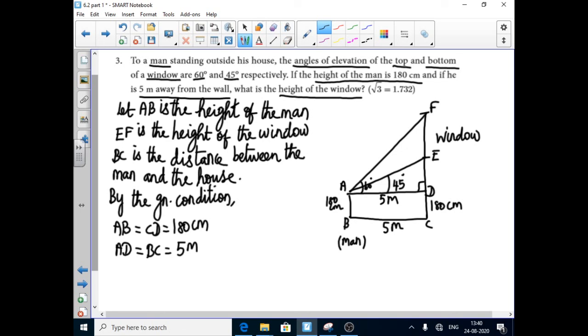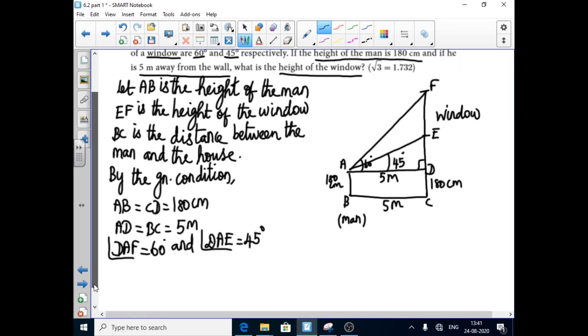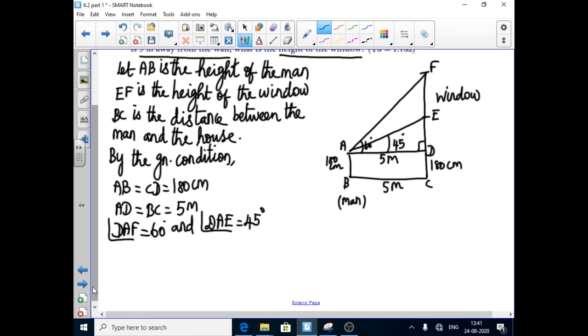Next one, they are giving us the angle of elevation. Two angles they are giving. So I mark the first angle, DAF is equal to 60 degree, because it is the bigger angle DAF, and DAE is equal to 45 degree. We have to use the diagram. So we are having two angles of elevation.